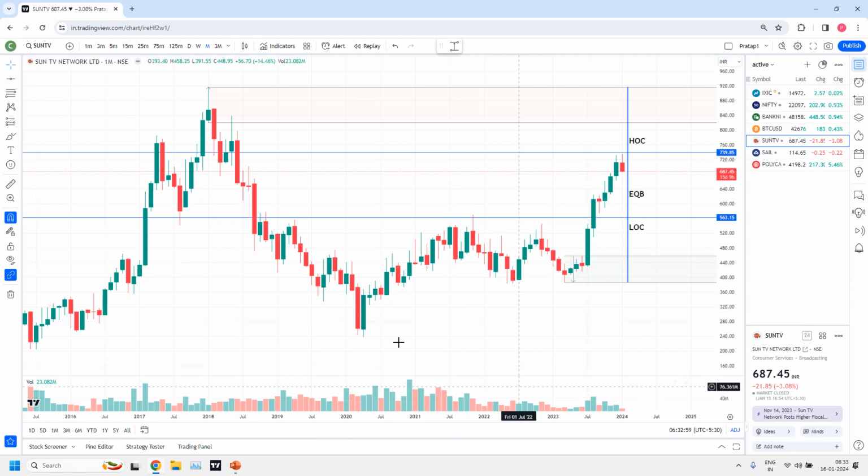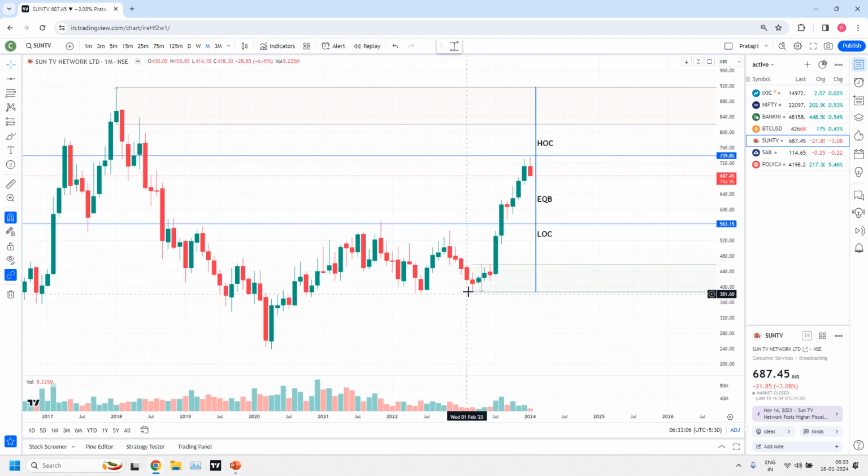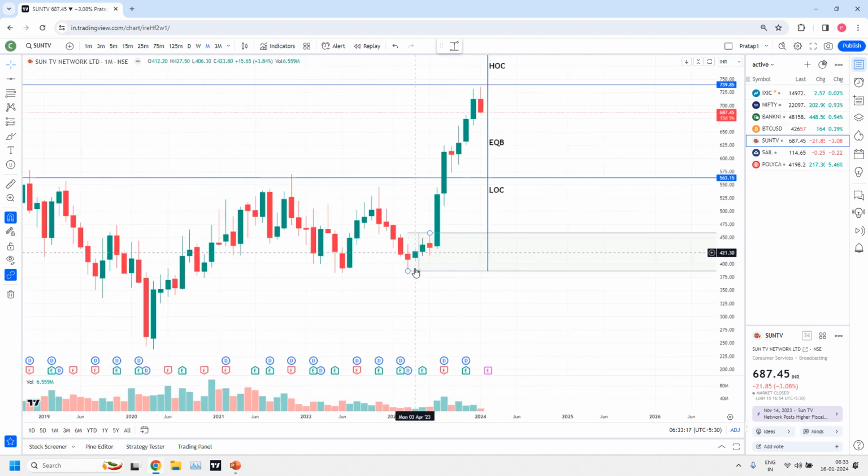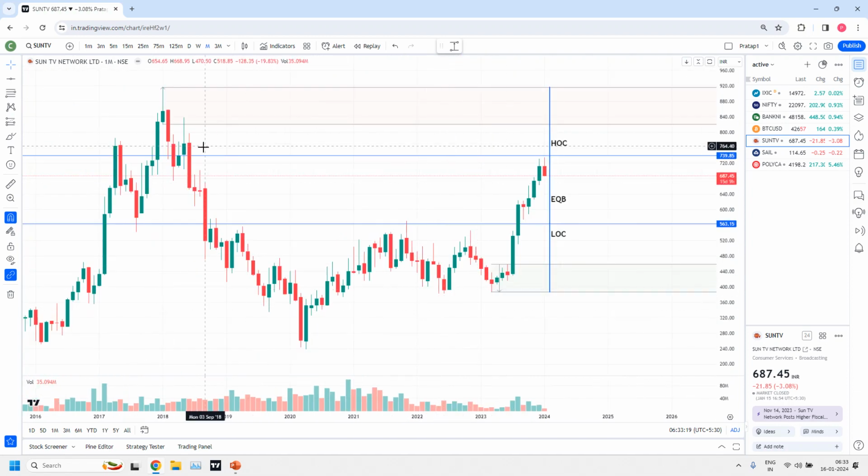Monthly. So in the monthly we identified a monthly demand zone and a monthly supply zone. So this is the monthly demand zone. So we have a drop, we have 4 base candles, and then we have a rally candle, drop base rally. So we have drawn a demand zone here. Similarly, we identified a supply zone, rally base drop. So this is a monthly supply zone.